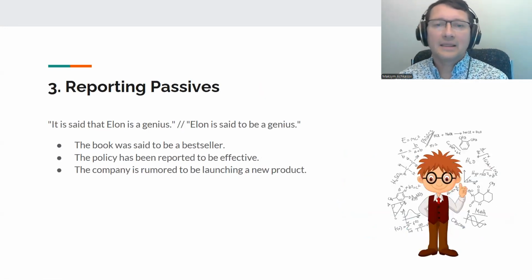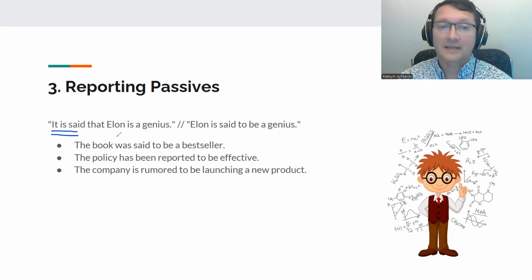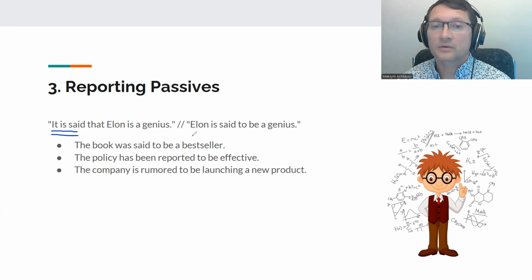Reporting passives. These are the passives that we use when we report something. For example, we have a pretty nice illustration. It is said, so it is believed, or people say that Elon, a guy, is a genius. All right, the same idea could be expressed with the structure where we have the name at the beginning. We would say Elon is said to be a genius. So we have the passive structure plus infinitive form. Okay, so to be a genius.